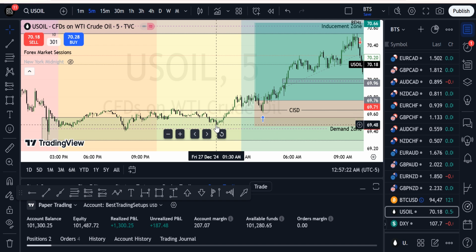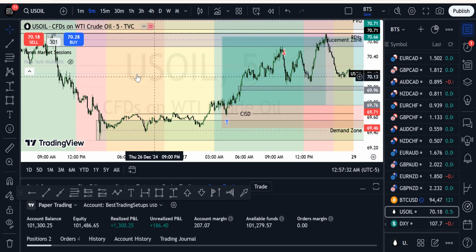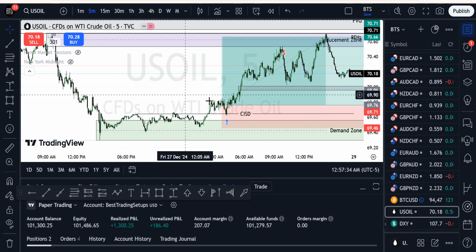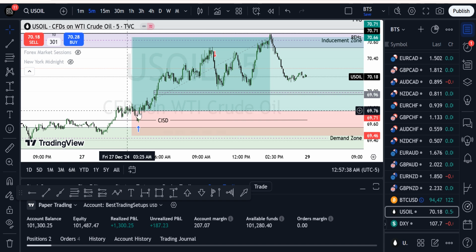Which I would have entered off around here. So the pip difference from that level to here is around 20 pips. So I missed off 20 pips of this move, but you know what it is. I got my entry confirmation here. I wasn't just jumping on the trade.